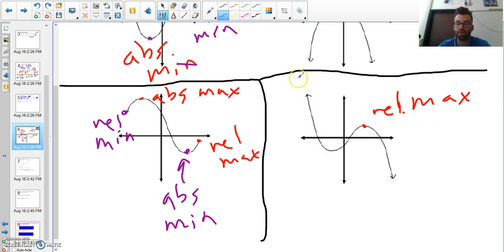Now we're going from decreasing to increasing, so this has to be a minimum. It's not the absolute minimum, because our graph goes on to negative infinity, so it's just a relative minimum. When identifying your maximums and minimums, x values tell us where the maximum or minimum occurs, and the y values tell us what the value is. X values are where it occurs, y values tell us what it is.